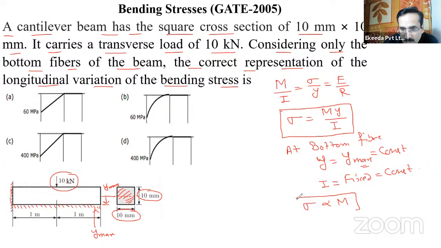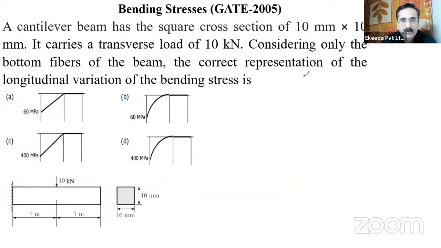If M is varying, sigma will be varying. Whatever is the variation of M, the same will be the variation of stress, right? And the stress is given by this equation. So basically, we have to find out the variation of M, and the same will be the variation of the stress, sigma, right? So this is the concept here.